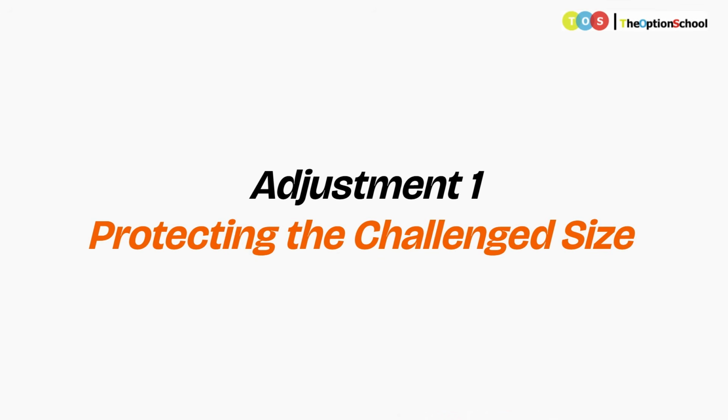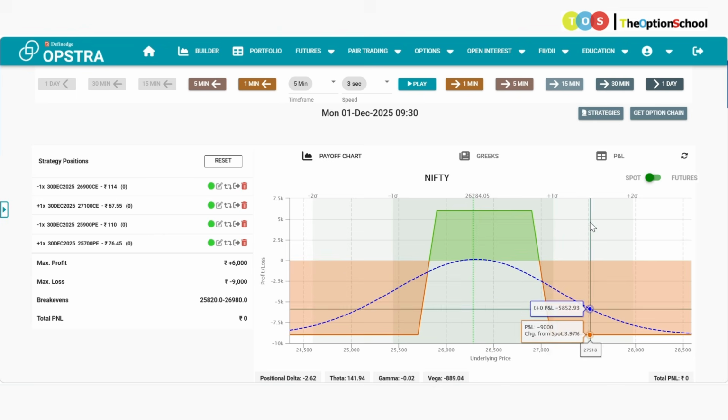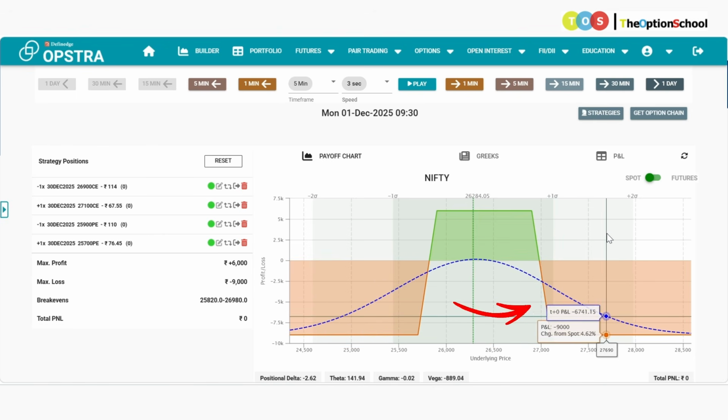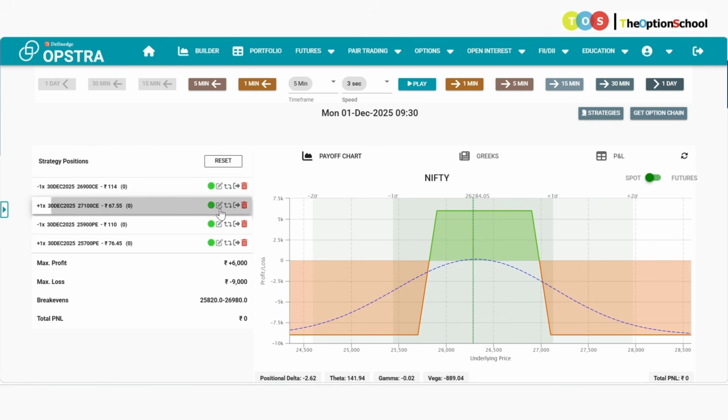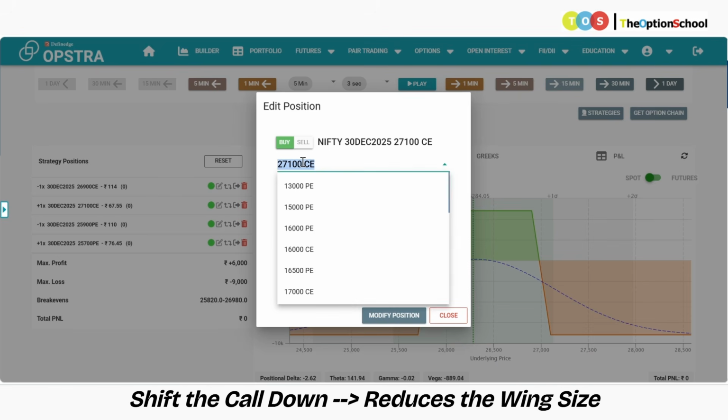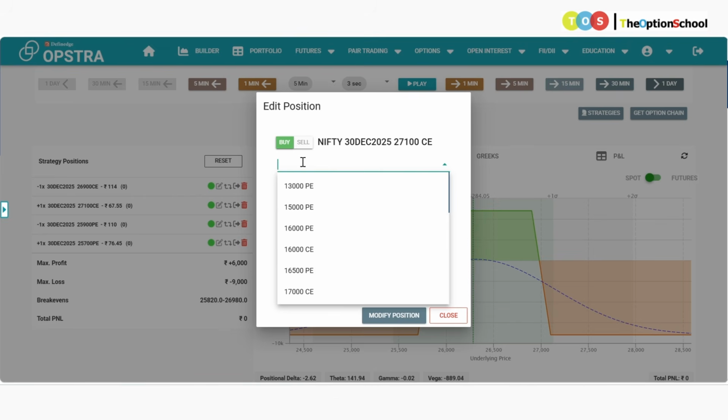So adjustment number 1 is that I will protect my upside. I know that if the market is going up, the downside is not going to give me loss; the upside is going to give me loss. So I will protect my upside. How can I do that? Whatever call I have purchased, here the 27,100 call, I can shift that call 150 points down. Instead of a 200 points gap, I can keep a gap of 150 points. So 27,100 becomes 27,000 and 26,950.